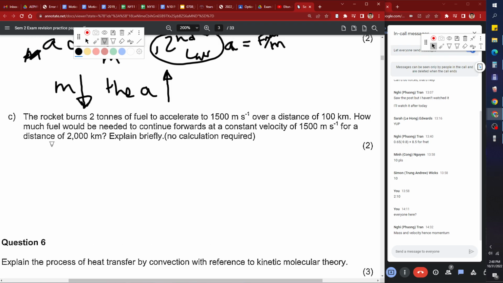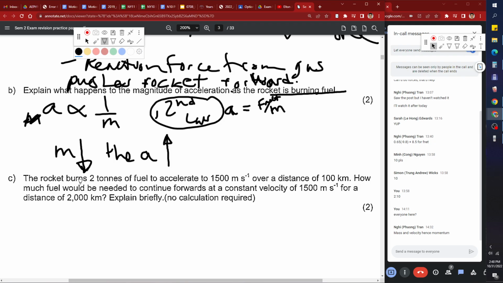Okay, so part C, the rocket burns 2 tons of fuel to accelerate to this velocity over a distance of this. So we got S. We got this. How much fuel will be needed to continue forward at a constant velocity of this for a distance of 2,000 meters? No calculation explained. Oh, wow.